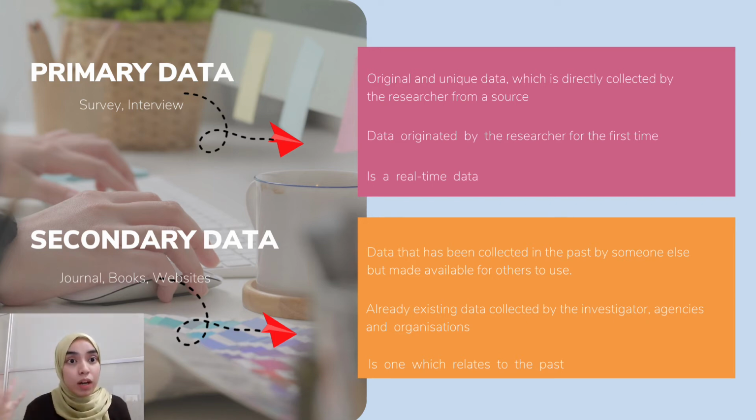So what are the examples of secondary data? Examples of secondary data are government publications, websites, journal articles, or even records. These are the examples of secondary data.